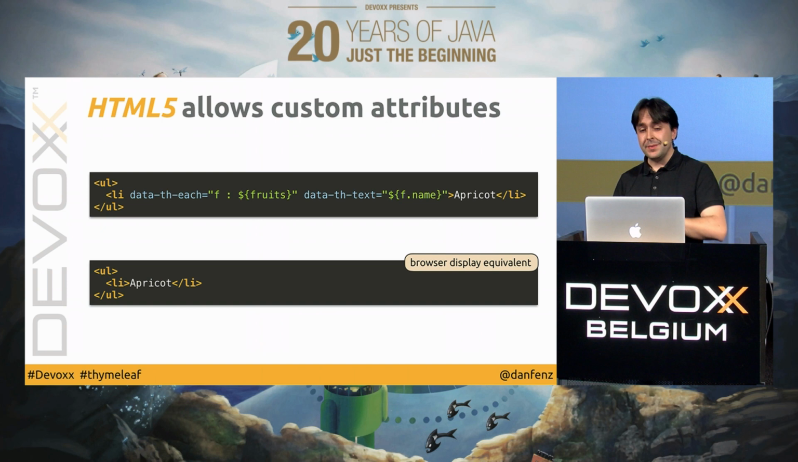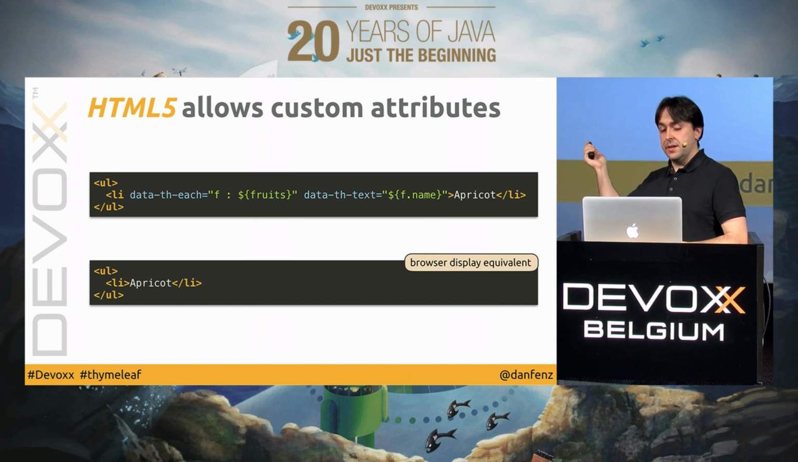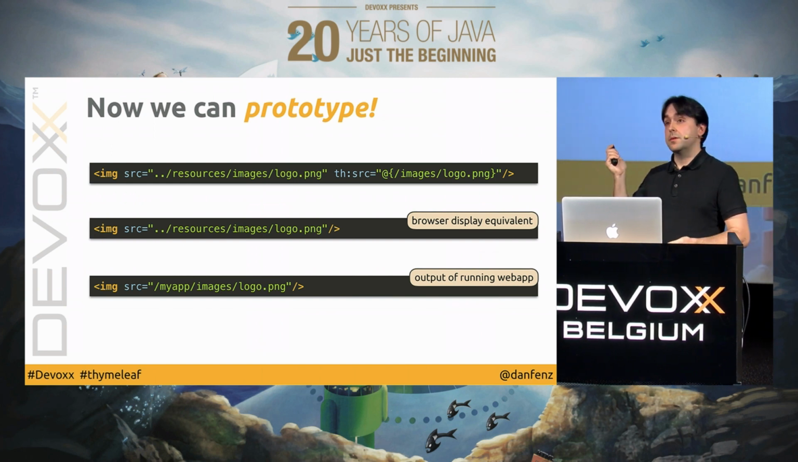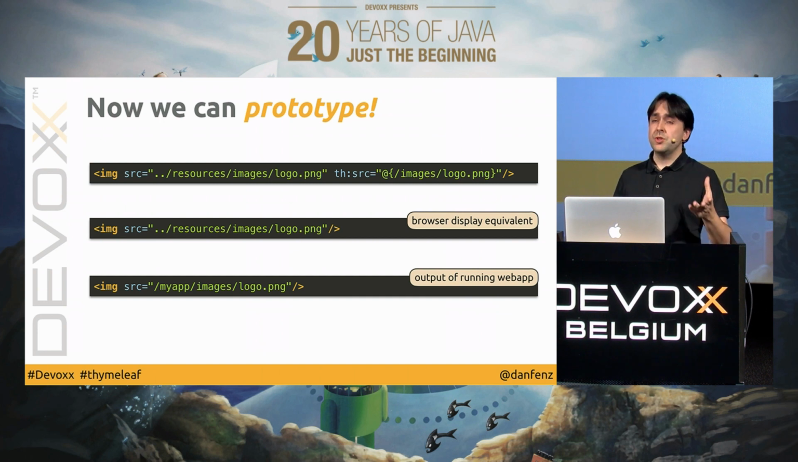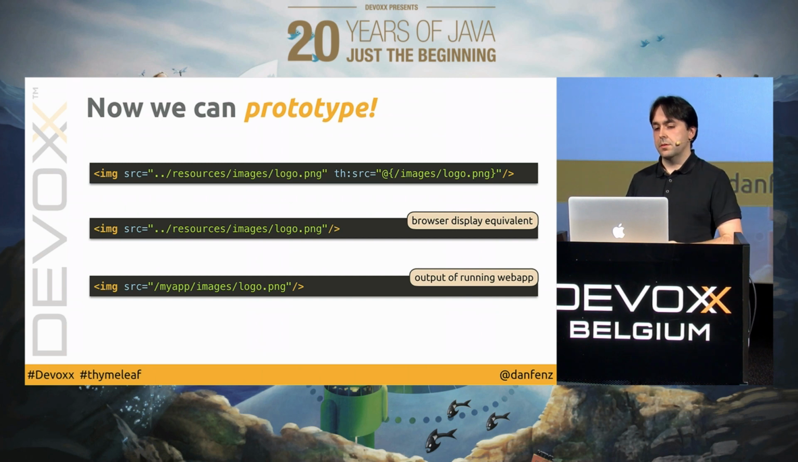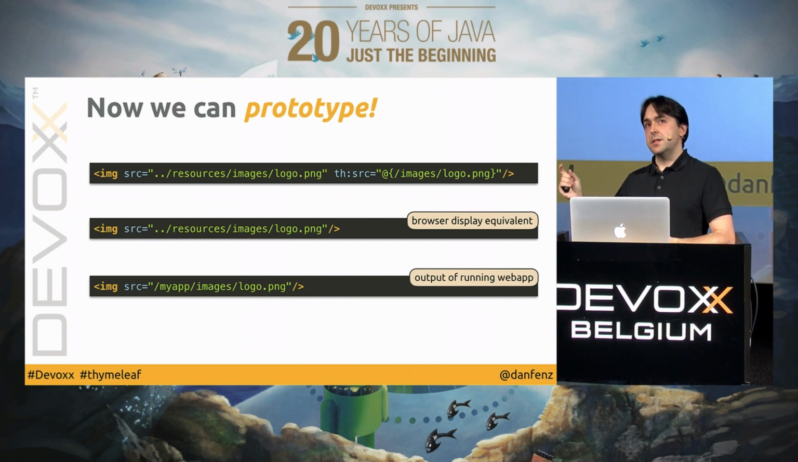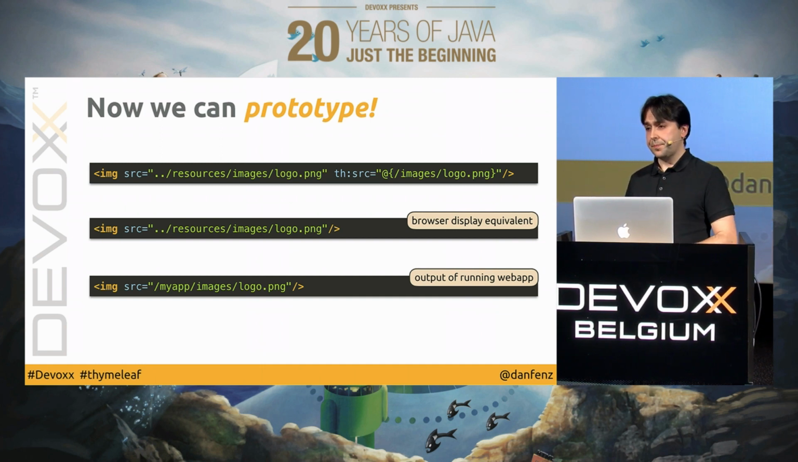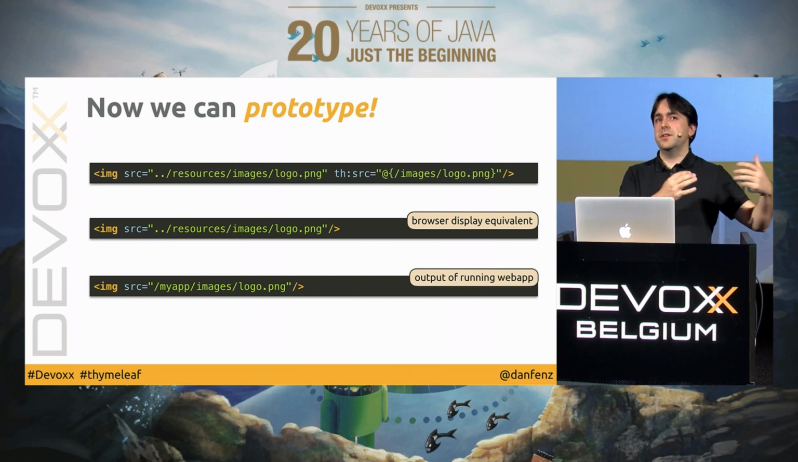It will be as if nothing was there, as if we just had a list item like the one you see in the bottom of the slide with just the word apricot in it. Okay, so now we have this. Now we can prototype. And we can have pieces of code like the one we see on the top of the slide, in which we have an image tag with a standard src attribute, telling the browser to go and grab a PNG from somewhere and show it on the screen, and then a th:src, which is a Thymeleaf attribute that will evaluate the expression that has inside, which is a link expression, and use the result for creating a new src attribute.